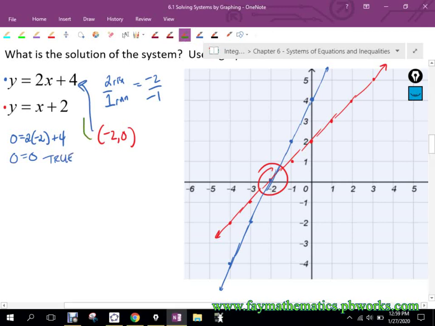What if I plug it into this one? I get 0 equals negative 2 plus 2. Is that still 0 equals 0? Is that true? Yeah. So it's true for both. So there's the algebra check that is confirming basically our graphical check.